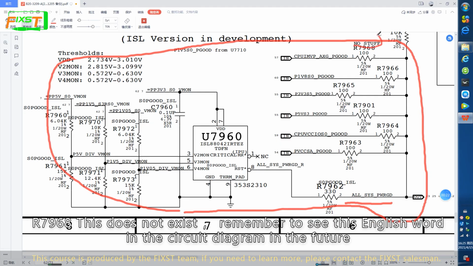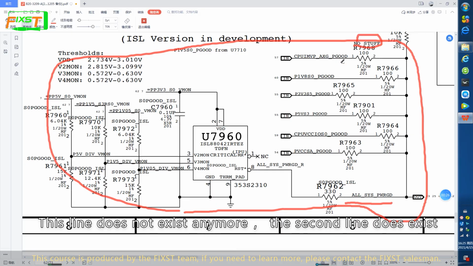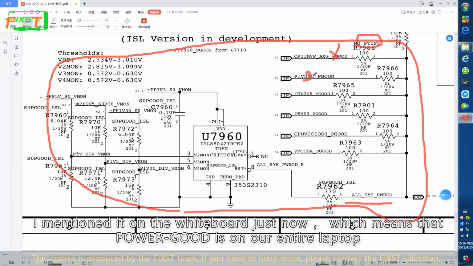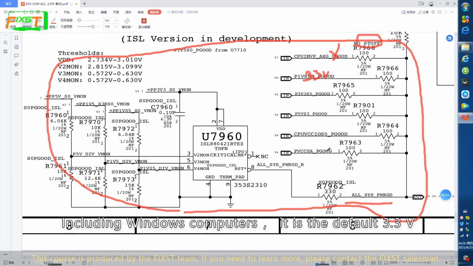Let's take a look at this PG signal. R7968, this does not exist. Remember to look at the English words in the circuit diagram in the future. This line does not exist anymore, the second line does exist. This is from a 1.8 volt power supply chip. When we repair the power supply circuit, this PG signal is 3.3 volts by default. I mentioned it on the whiteboard just now, which means it applies to our entire laptop, including Windows computers. It is default 3.3 volts.